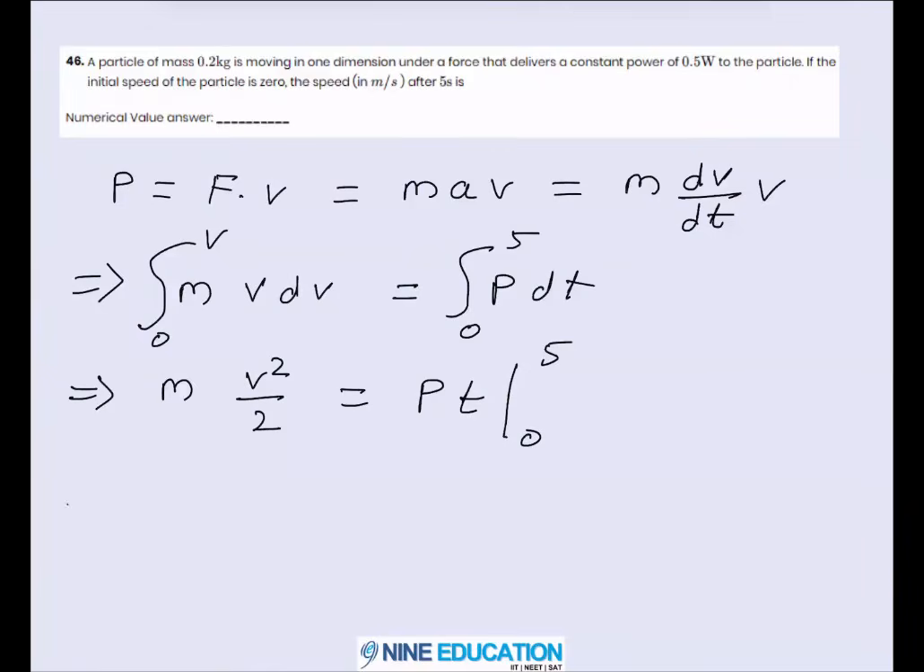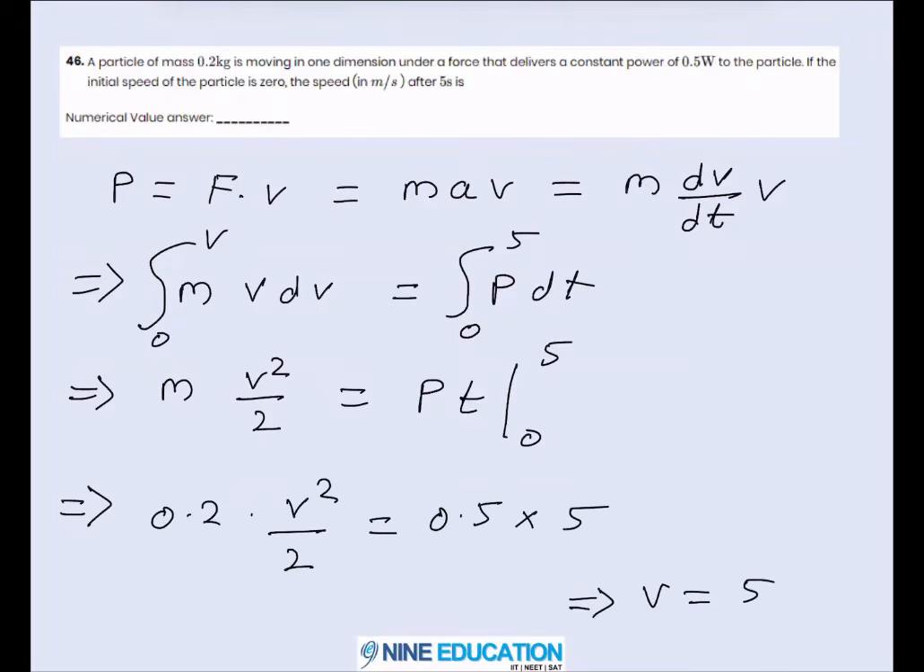Okay. Now, what is the mass of the body? 0.2 into v square, which we want to calculate, is equal to power. Power is about 0.5 and time is about 5. Now, if you solve this equation, you will get v is equal to 5 meter per second.